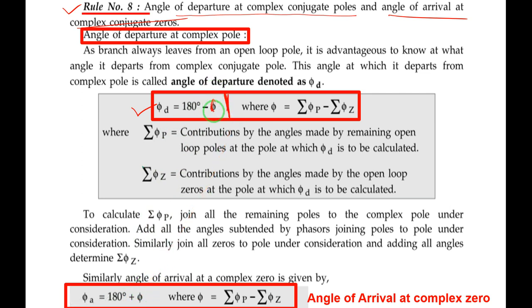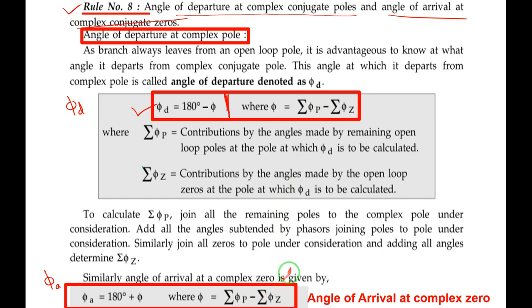Then how to calculate this value of phi? It is the same in both cases. Whether I calculate the angle of departure, phi d, which we call the angle of departure, or the angle of arrival, phi a. A stands for arrival, D for departure. So how to calculate this angle phi? Phi is equal to the sum of all the angles subtended by the remaining poles minus the sum of all the angles subtended by the remaining zeros. Here also it is the same thing.